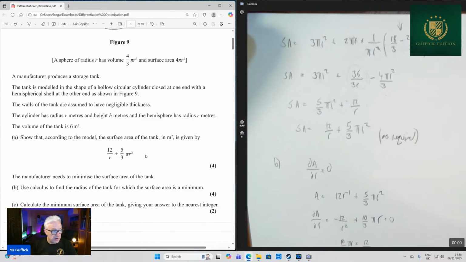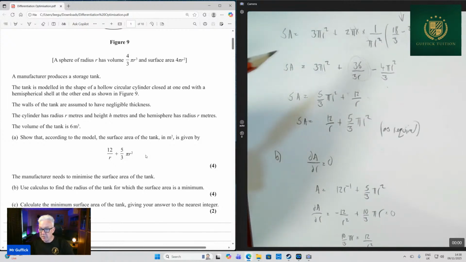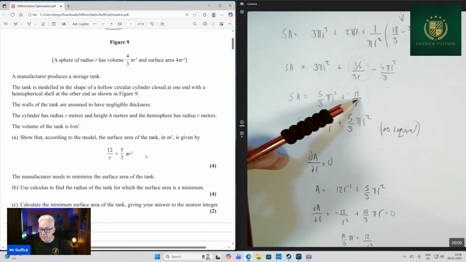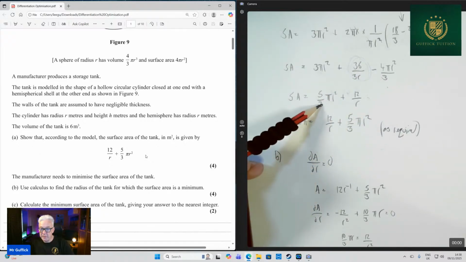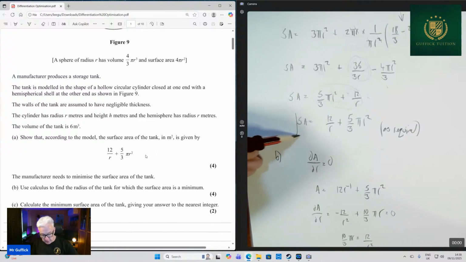So now all we've got to do is just collect like terms again. 36 over 3 goes to 12. And then 3 minus 4/3 is 5 over 3. And if we just change the order in which we write it, we can see that we've got the expression that we were after.